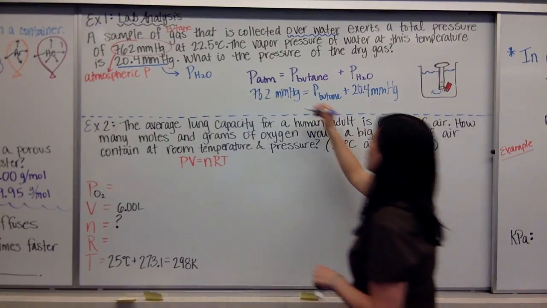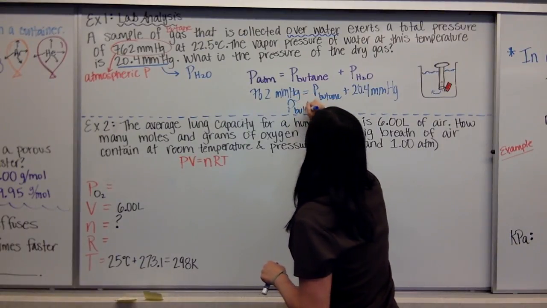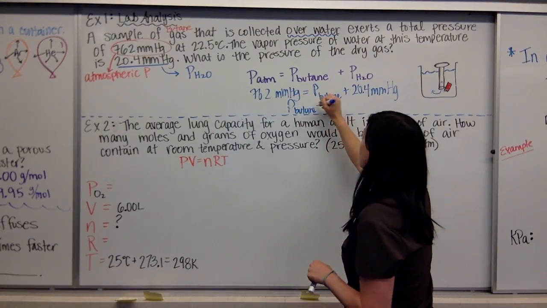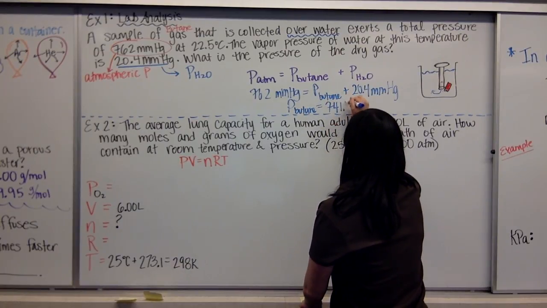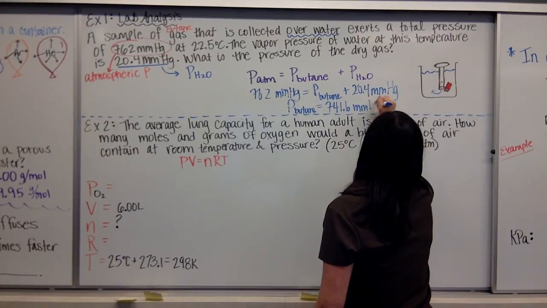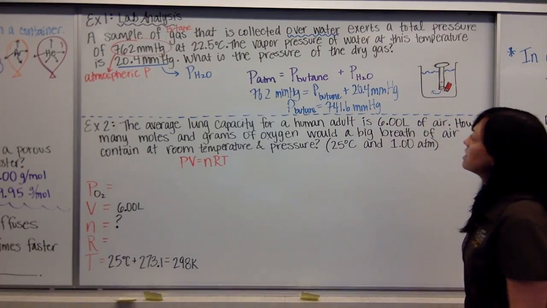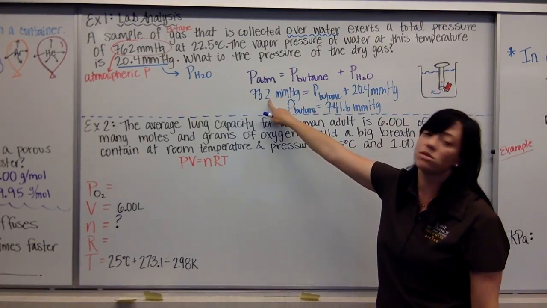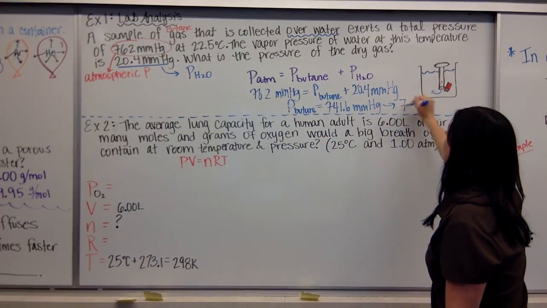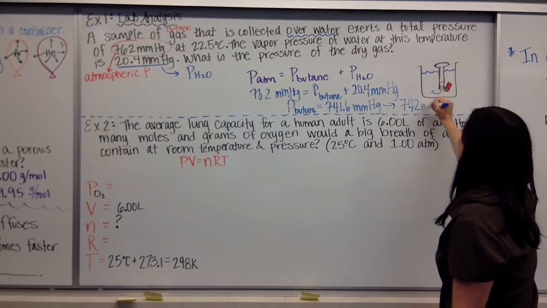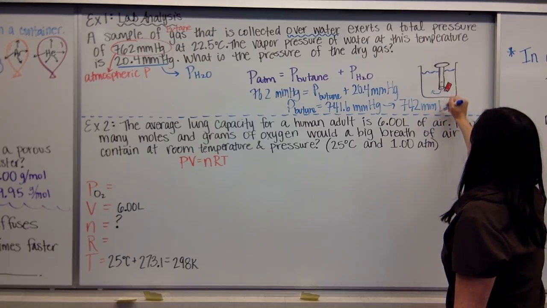So if I do my subtraction, my partial pressure of butane is equal to 741.6 millimeters of mercury. But when I check my sig figs, I notice that my least known decimal place is actually my ones. So that is actually going to round to 742 millimeters of mercury.